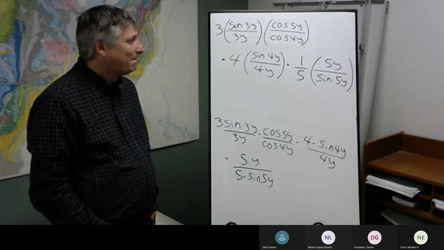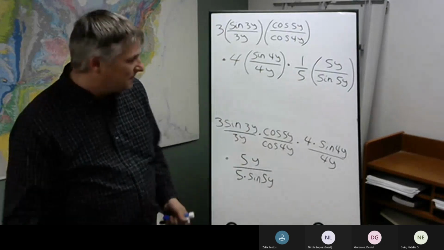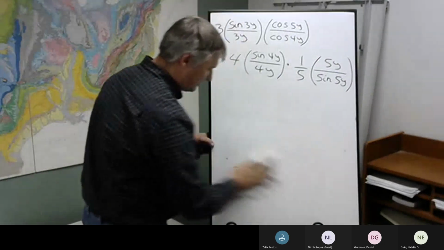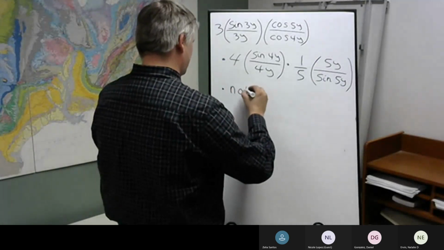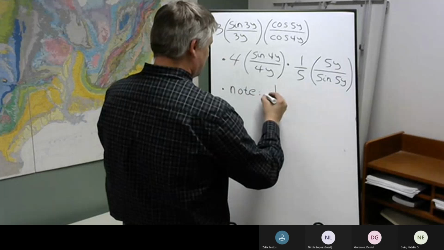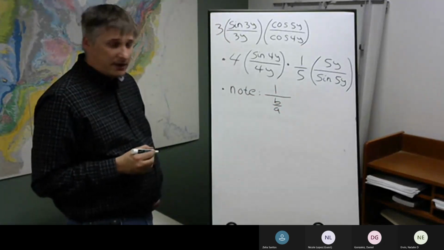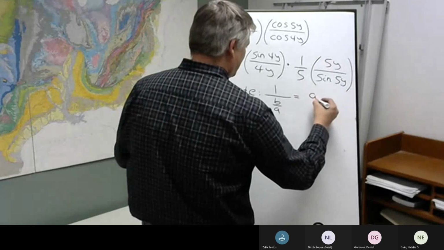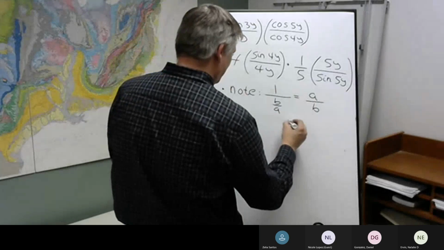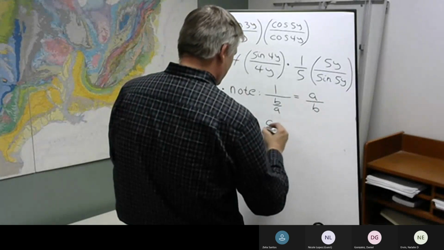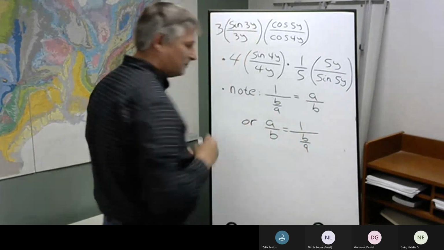Questions about this? So the last thing to do here, and again, this is an algebra thing. If you have 1 over b over a, this is a over b. Or put another way, a over b can be written as 1 over b over a.